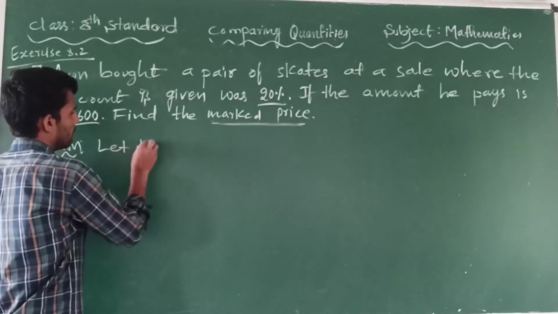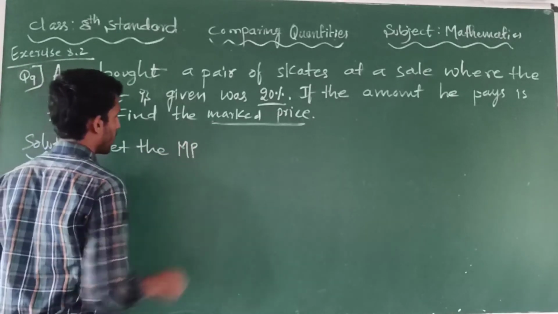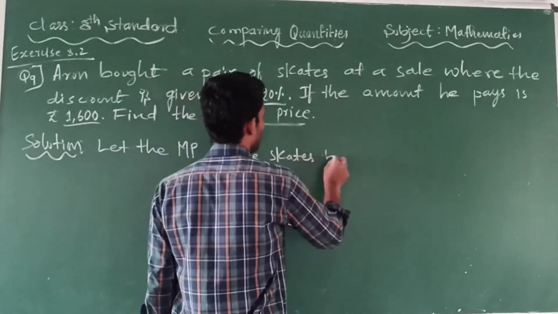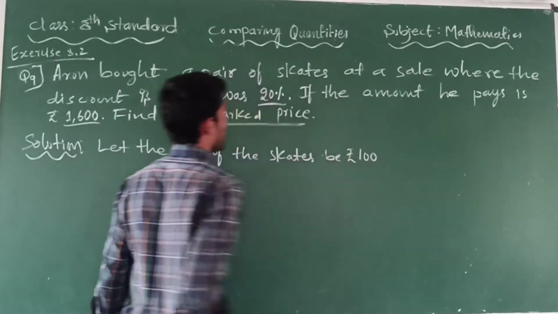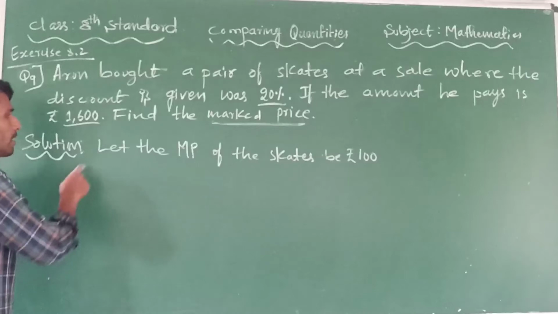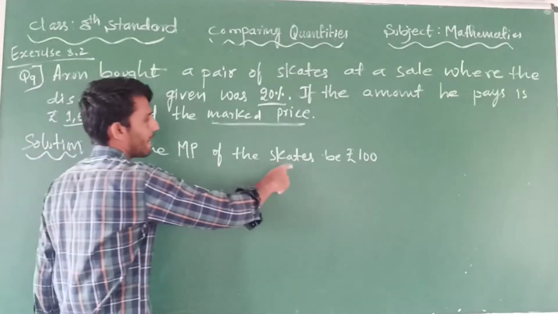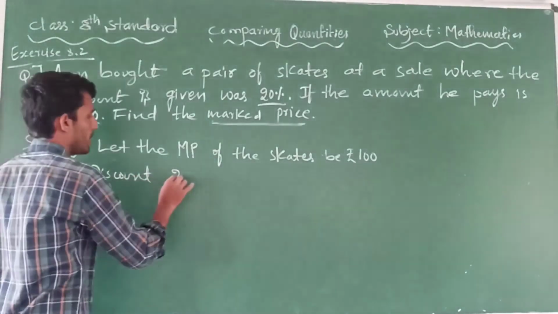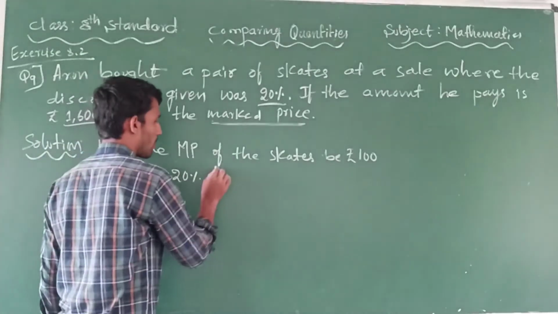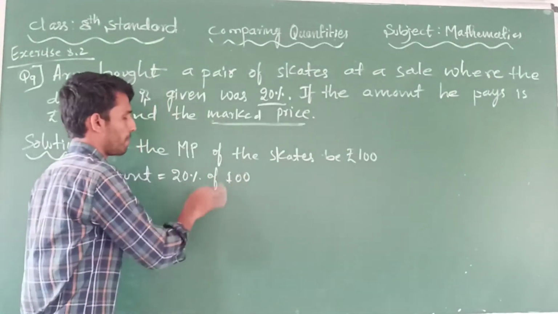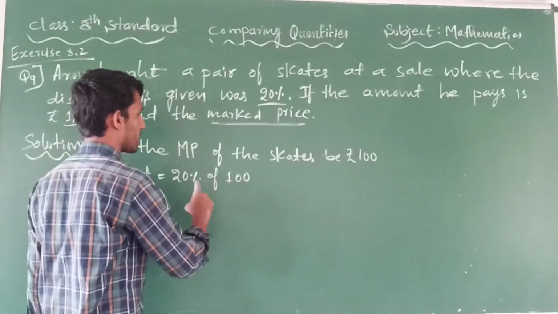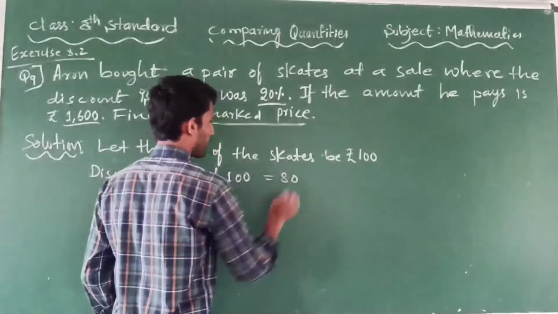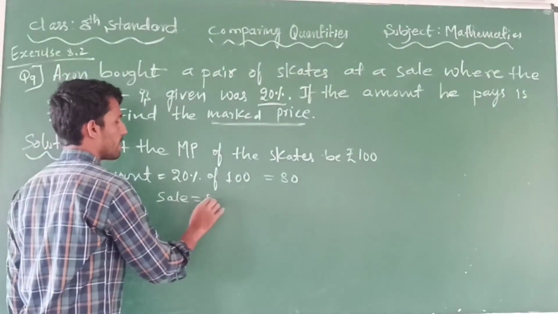Let the MP, market price, of the skates be 100 rupees. Here I am taking 100. Discount 20% is given, or 20% of 100. Next, we have to do subtraction, 100 minus 20. When you do the subtraction, you will get 80. The sale price is 80 rupees.